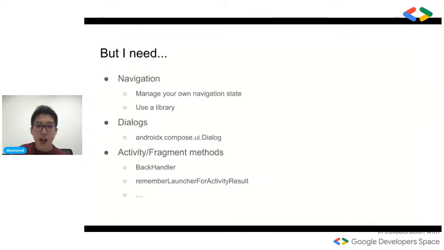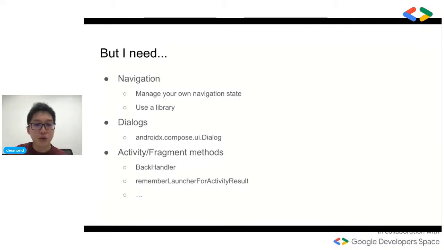And then you might be wondering how to achieve certain things that we did with activities and fragments, such as navigation. For that, we can actually manage our own navigation state in composable functions if the app is simple enough. Or we can use libraries such as Jetpack Navigation, or even libraries contributed by the community like Compose Router. For dialogs, we actually need a window, not activities and fragments, and Compose has built-in support for that.